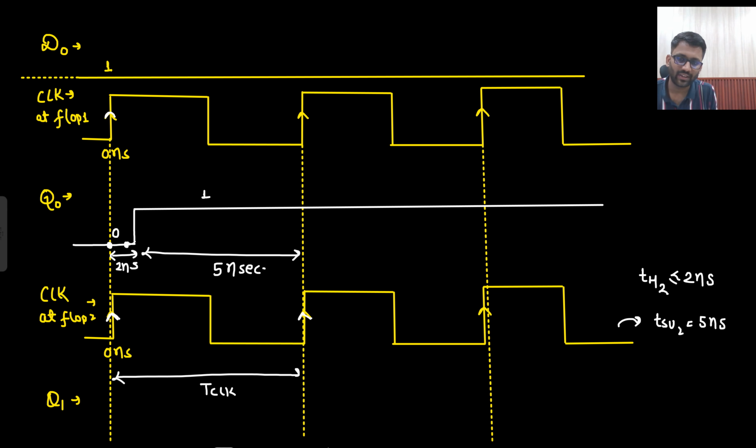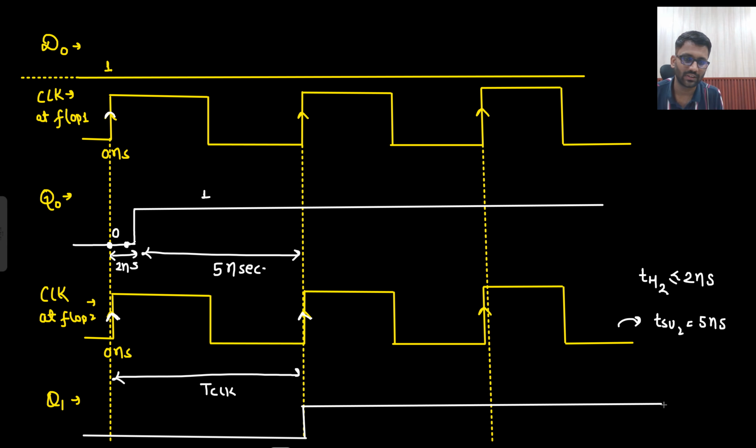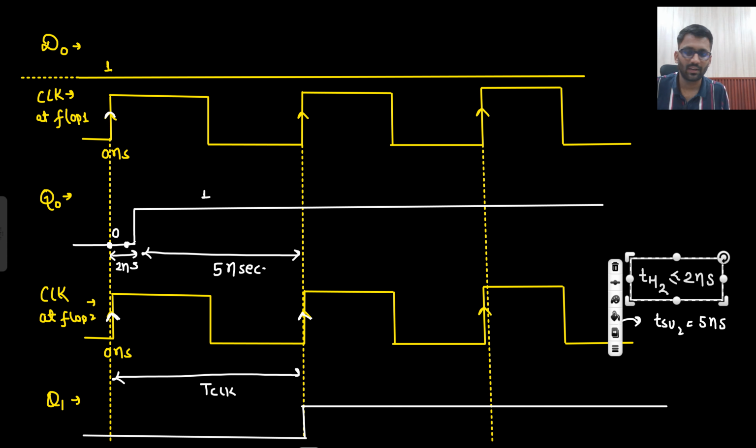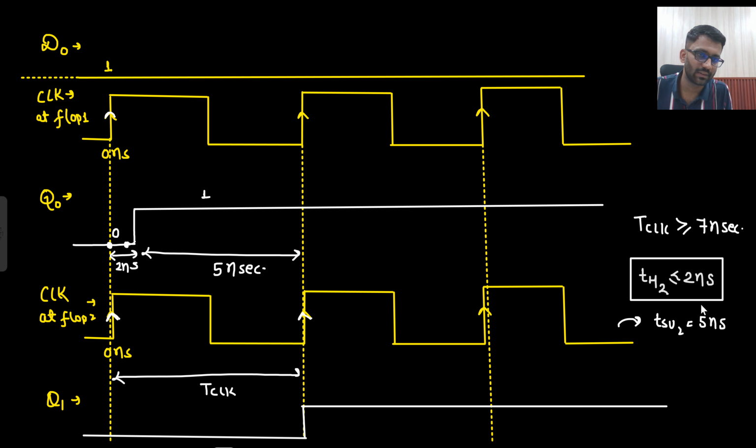Okay, we can make the sample data. How will the sample data look like? First it will sample 0, and then it will sample 1, and it will always be 1 only. So this is how the sample data looks like. But this is not our target. Our target is to find the T clock and T hold. So this is the hold requirement. And what should be your T clock? So at least your T clock should be greater than 5 plus 2, 7 nanosecond. So that's the answer. Okay.